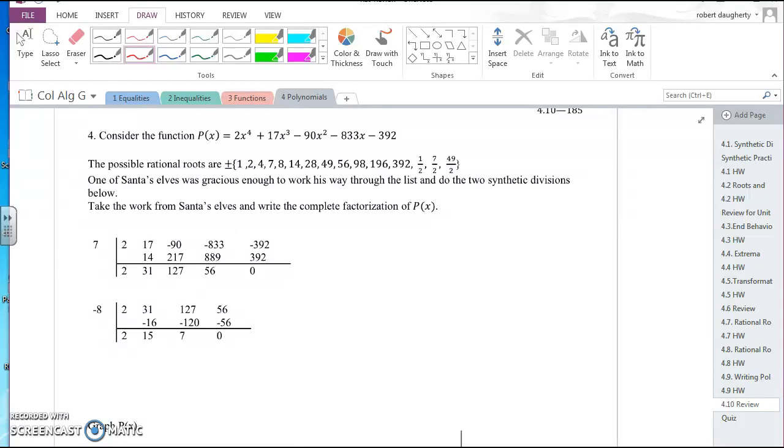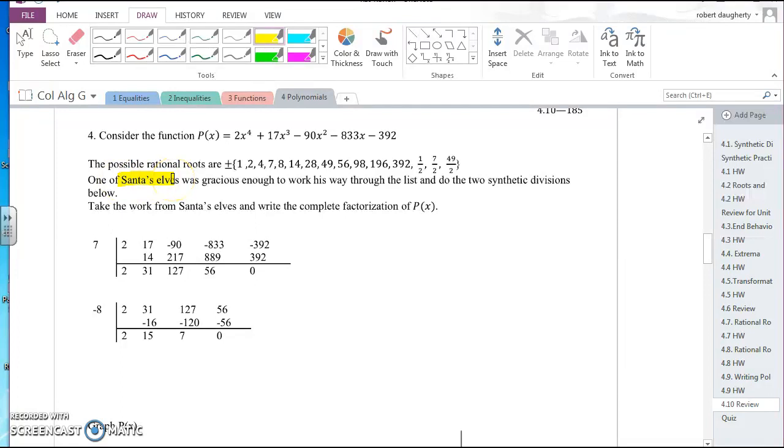Okay, continuing our review for the unit test we have coming up. So this one, last year this topic was close to Christmas. That's why it's referring to one of Santa's elves. So Santa's elves may not occur on this particular test for you guys, but you can handle it.